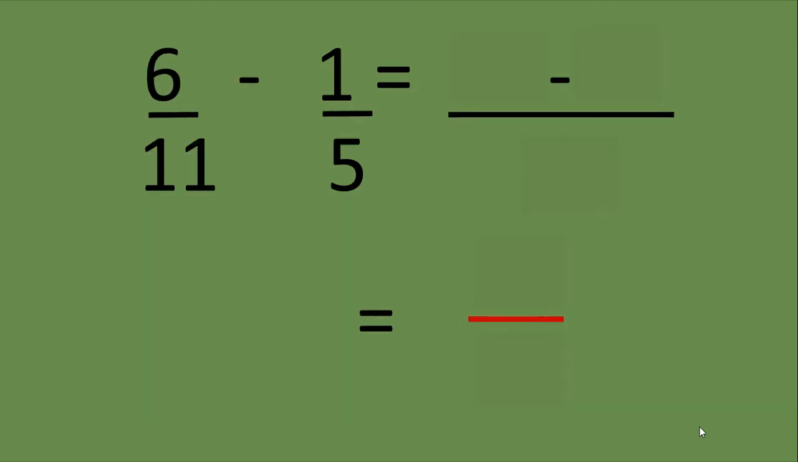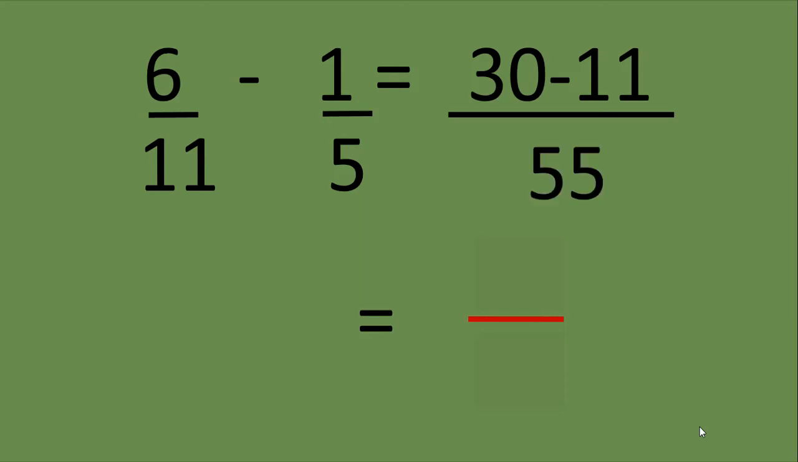Let's have subtraction. 6/11 minus 1/5. Let's perform the steps. Boom! 5 times 6 is 30. Boom! 11 times 1 is 11. Pow! 11 times 5 is 55. Now 30 take away 11 is 19. Copy the denominator. This is in lowest terms. So this is the answer.